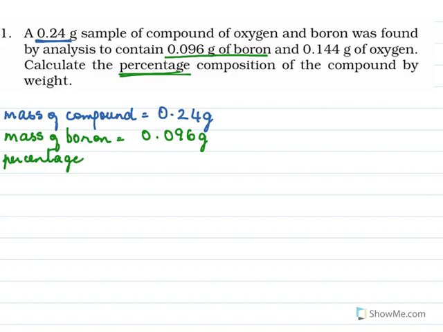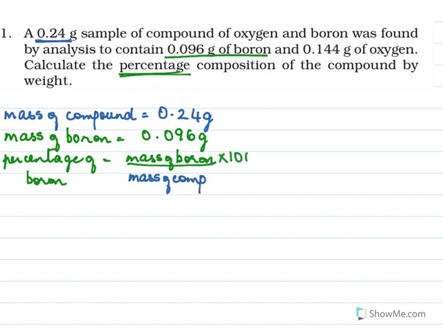percentage composition of boron, it will be mass of boron over total mass, that is mass of compound, into 100. So mass of boron is 0.096, mass of compound is 0.24, into 100.